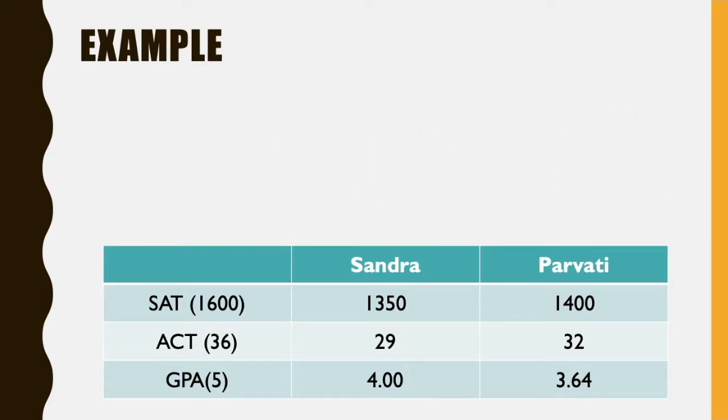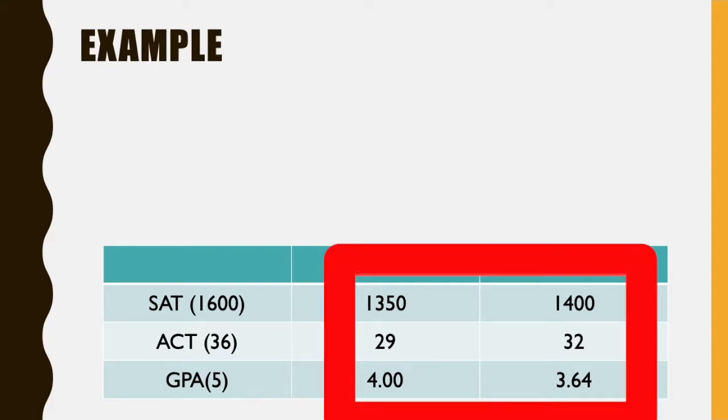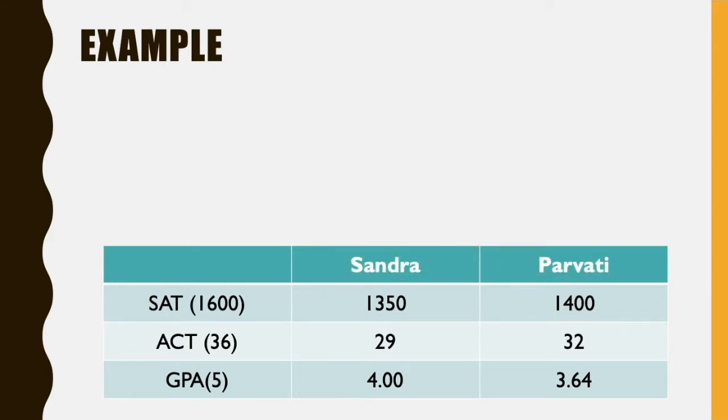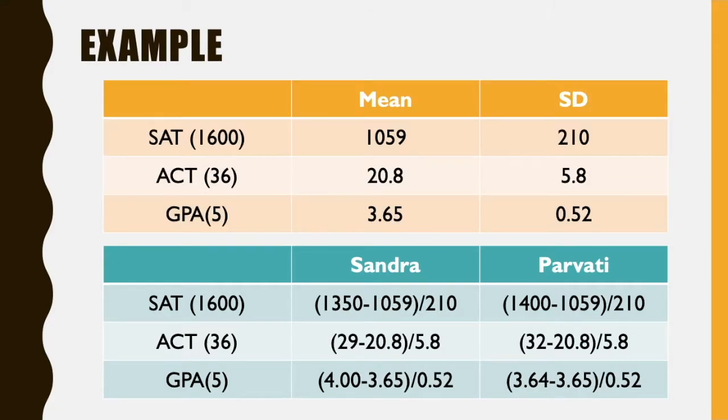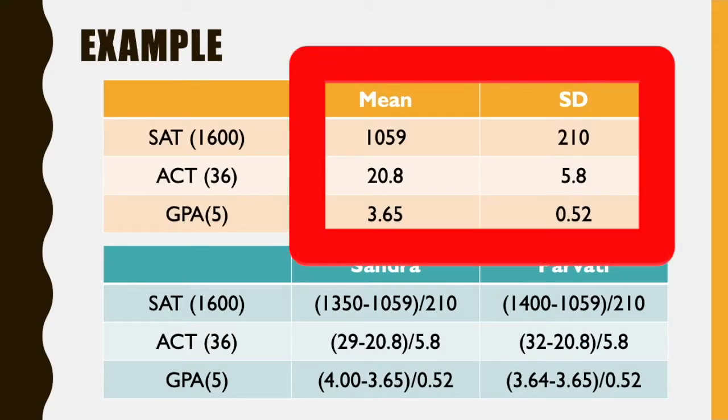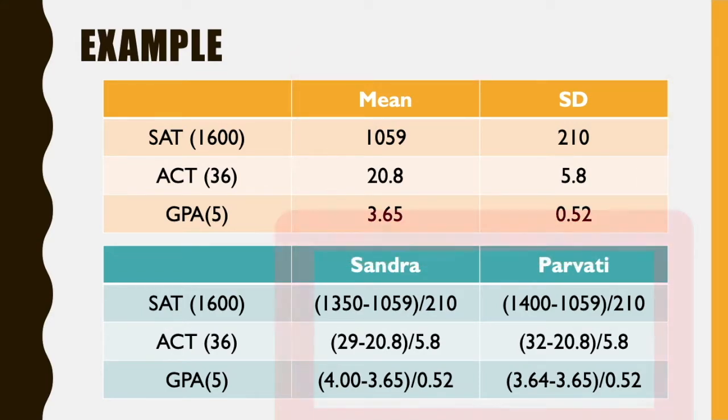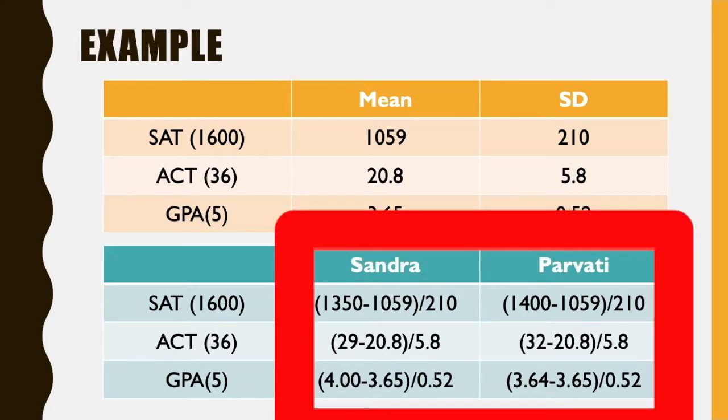Anyways, before I digress even further, you can easily tell that their SAT, ACT, and GPA are all in very different scales. If you plot these three types of academic records, you can see that SAT scores have a way bigger scale than ACT scores and GPA. With the population mean and standard deviation of these three types of academic records, we are able to standardize the data for Sandra and Parvati.